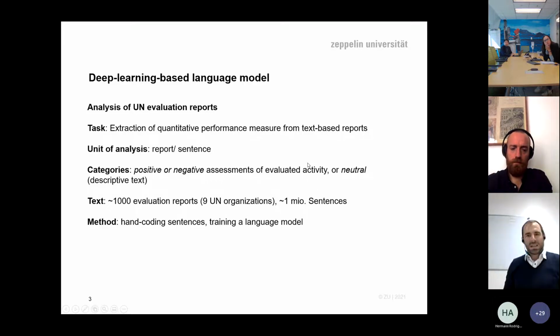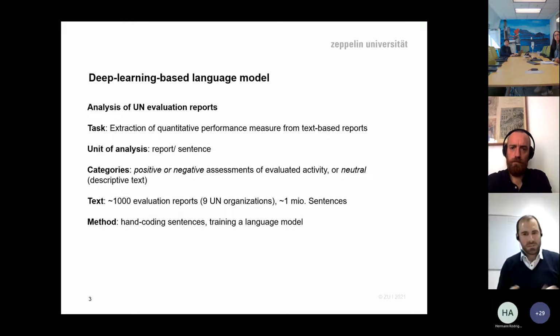So what we basically did, after reading in the reports, we had 1,000 evaluation reports in that case, is that we processed the text and split it up at the level of sentences. 1,000 reports is roughly 1 million sentences. And then we categorized, here's the categorization aspect, or we classified sentences as containing a positive statement about the evaluated activity, a negative statement about the evaluated activity, or neutral and descriptive text about the background, right?